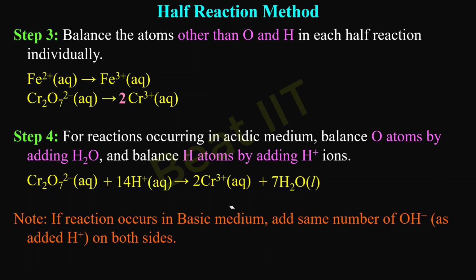Fourth step complete. But if the reaction occurs in basic medium, then what we do? Remember, up to here it will be same, but after that we will add those many OH ions on both sides as there are hydrogen ions. So if it would have been in basic medium, we will add 14 OH minus on left hand side and 14 OH minus on right hand side. On left hand side, in this case, 14 H plus and 14 OH minus will give us 14 H2O and 7 H2O on right hand side. So effectively we will be having 7 H2O on left hand side, 14 minus 7 here.